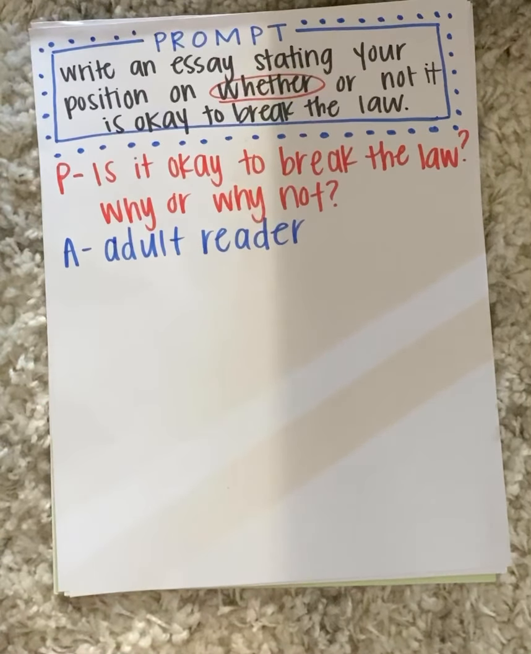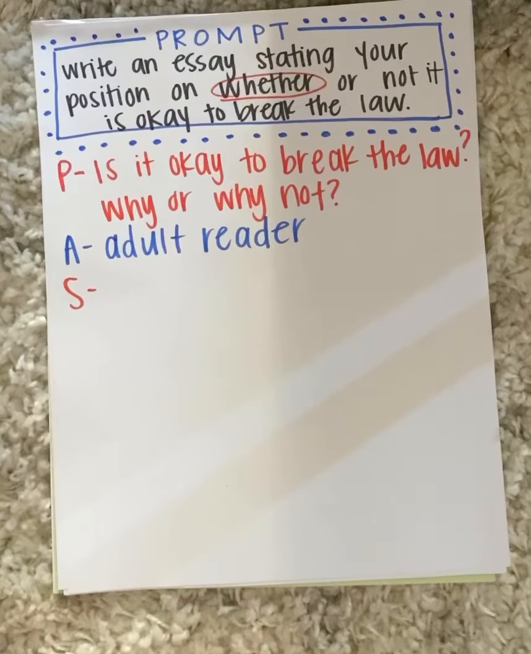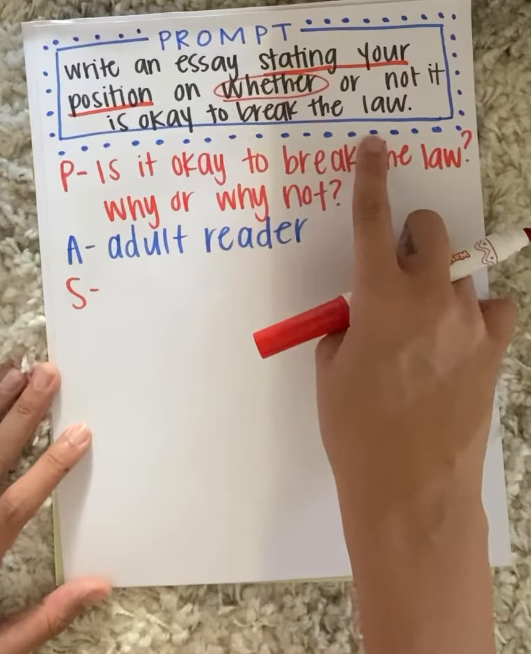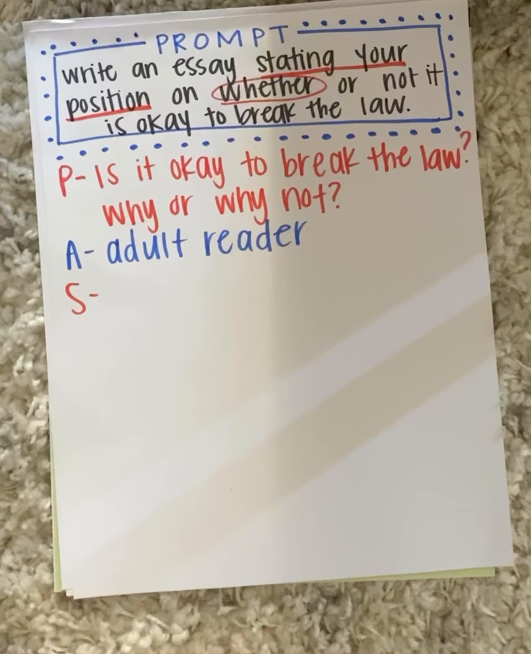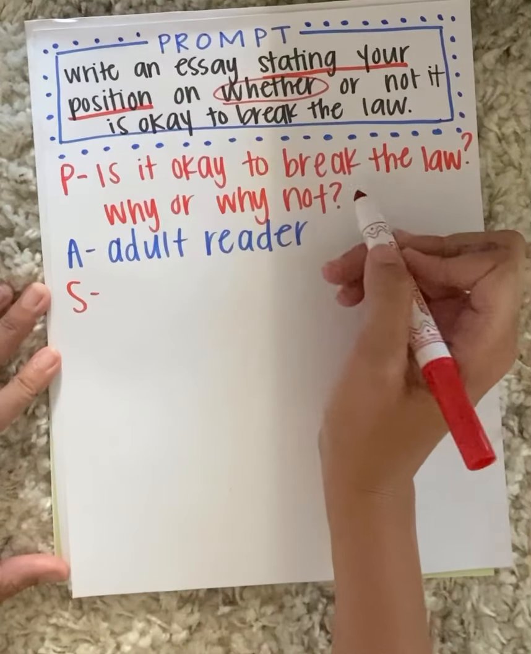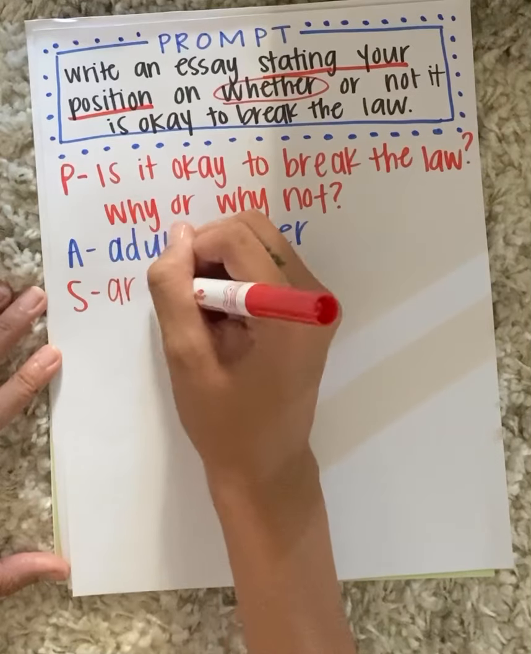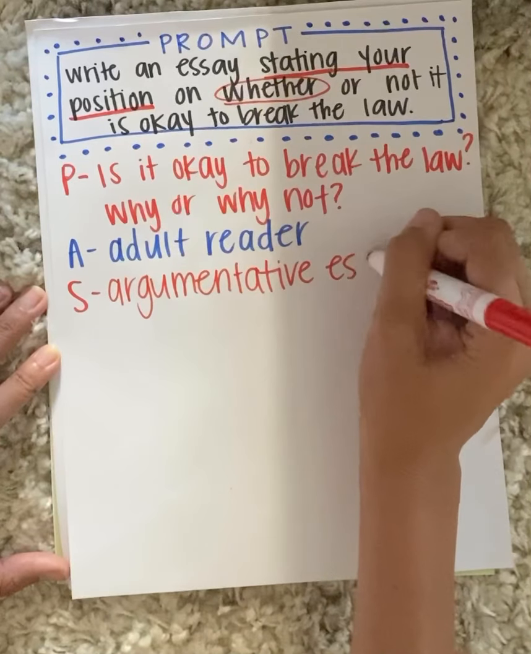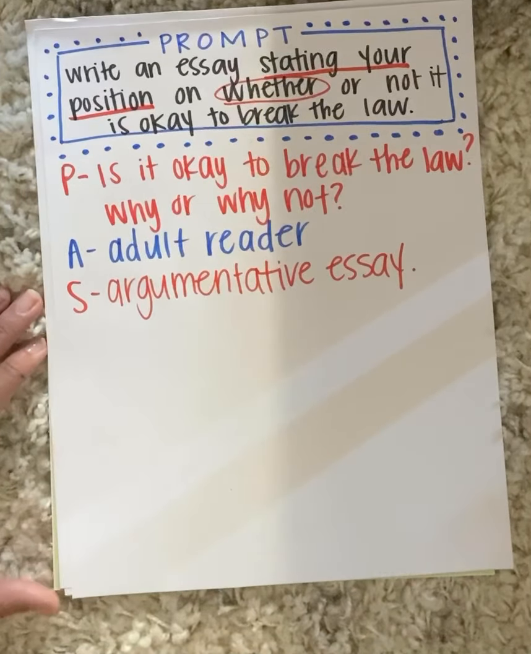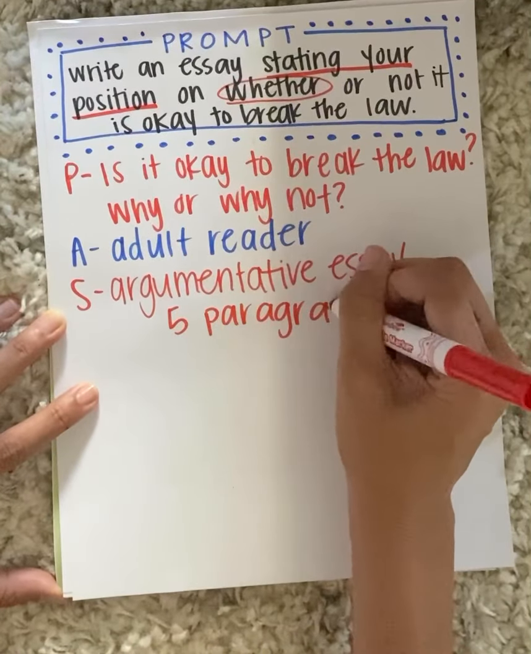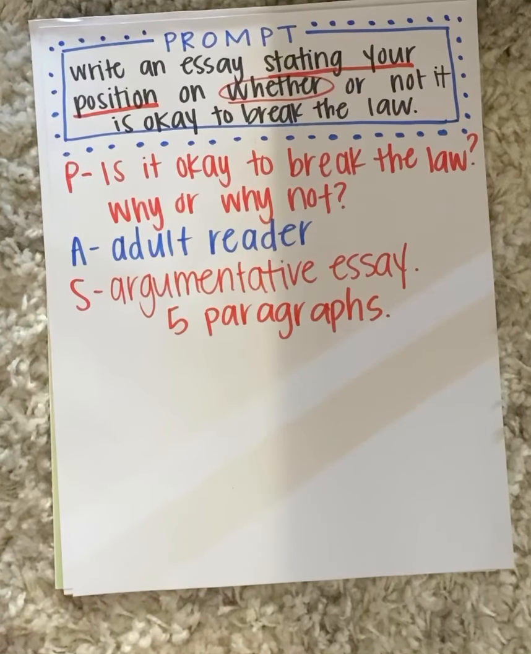Our next step is the S, which is where we ask, what style of essay am I being asked to write? This essay is telling you to state your position, and then it's asking you a question where there are clearly multiple sides. And so both of these things, state your position and having to choose a side, should signal to you that this is an argumentative essay. It doesn't tell us how long it needs to be, but we always default to 5 paragraphs. So I've gotten through the P, A, and the S.